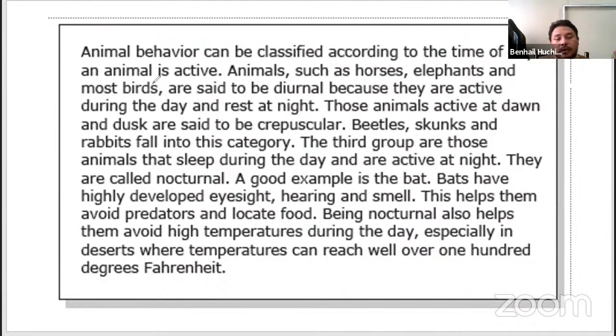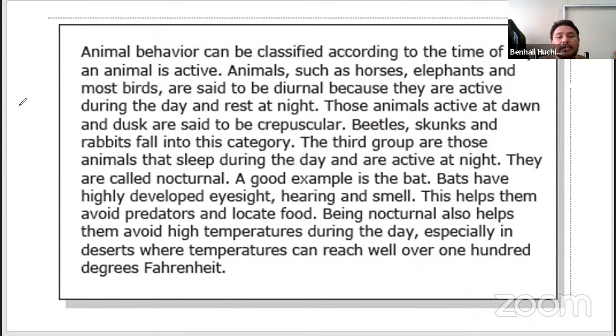It says, animal behavior can be classified according to the time of day an animal is active. Animals such as horses, elephants, and most birds are said to be diurnal because they are active during the day and rest at night. Those animals active at dawn and dusk are said to be crepuscular. Beetles, skunks, and rabbits fall into this category. The third group are those animals that sleep during the day and are active at night. They are called nocturnal. A good example is the bat.